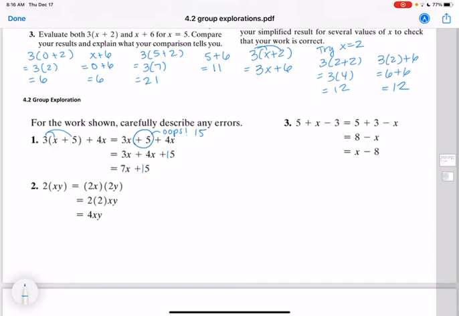And the second one, what did they do here? So they had 2 times the quantity x times y. Oh, they added an extra 2. You only distribute if there's a plus or minus inside your parenthesis. When it's multiplication, that is not correct. Okay, so that's a whole extra 2 in there. The answer would just be 2xy without any parentheses.